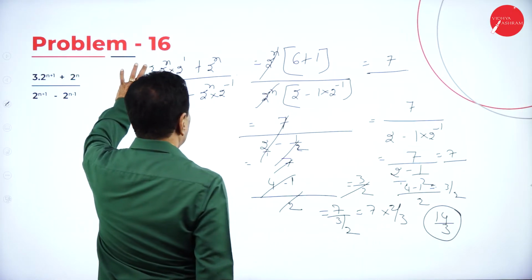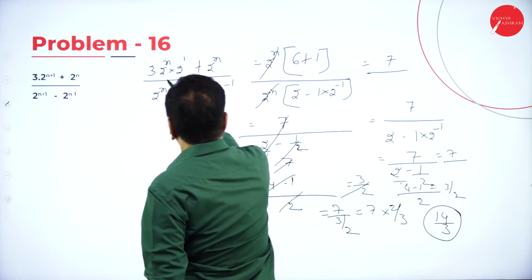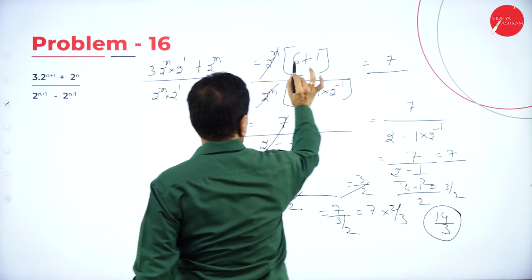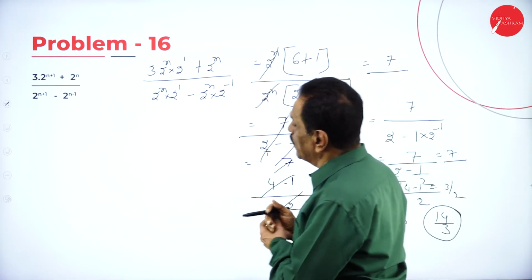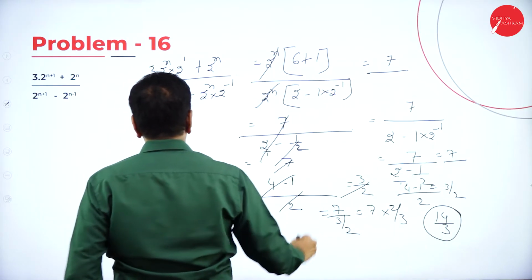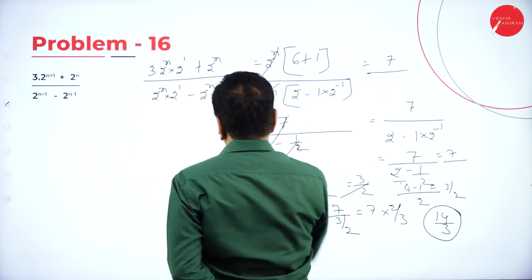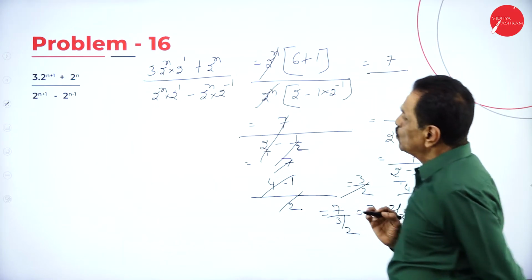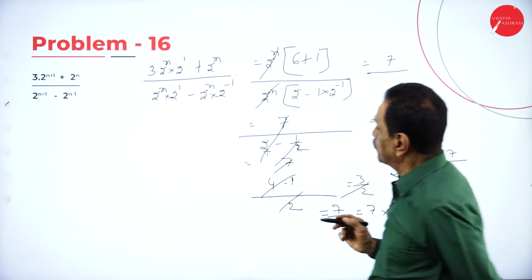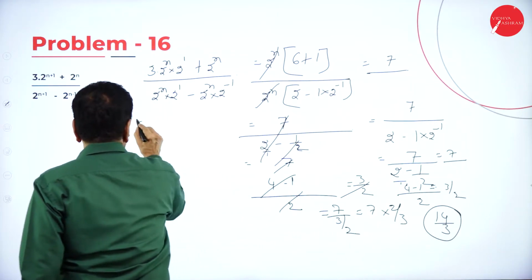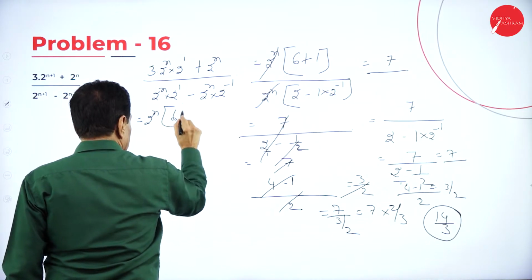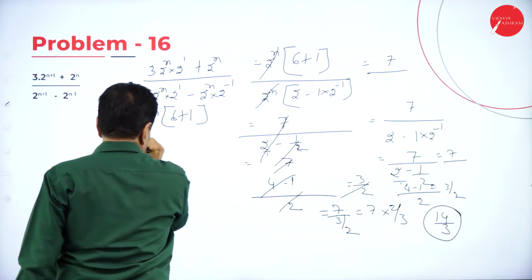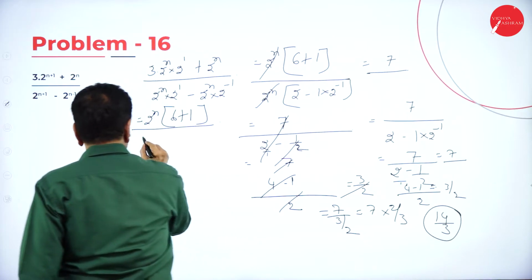I have taken 2 to the power of n over. This is 3 2s are 6 plus 1 7. This is 2 to the power of n. How much left over? 2 to the power of 1 is 2. We can simplify this. Minus 1s are into 2 to the power of minus 1. This I have written like this. This is 2 to the power of n. 6 plus 1, 7. Here, 2 to the power of n.